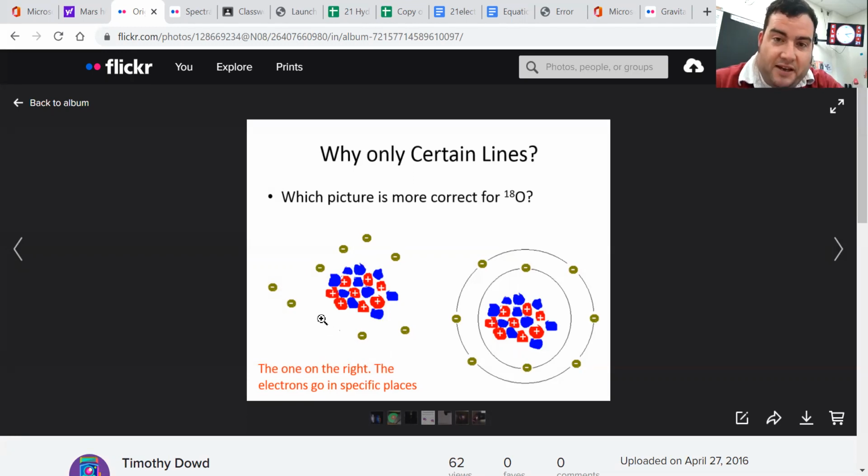So this model here is a statement that the electron can have any potential energy I want it to. This model here is saying no, there's only certain places it's allowed to go. And that 2 of the electrons in, say, an oxygen atom have a different potential energy than the other 6. So if we were going to say that, we better have some evidence for it.